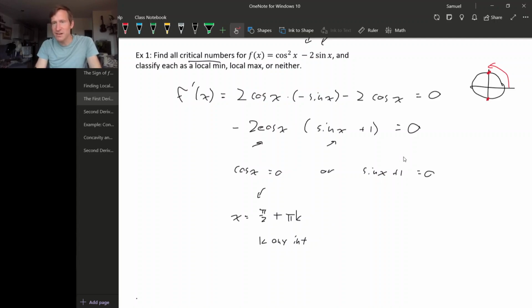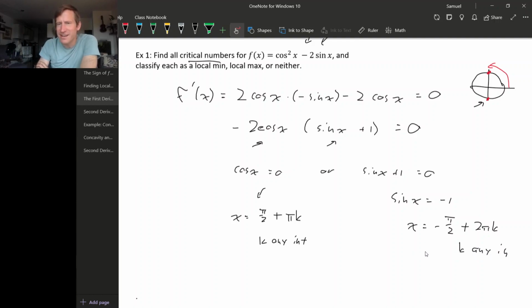Okay, and where is sine of x plus 1 equal to 0? Well, this is when sine of x is equal to minus 1, and this is when x is minus pi over 2, because sine of x is minus 1 at the bottom of the unit circle. But we could go around the circle any number of times, so plus 2 pi k. And again, k is any integer. But actually, all of these possible solutions coming from the sine part are redundant. They're already in this list of critical numbers coming from the cosine part. So we don't need to list them again, right? We already have those numbers in our list.